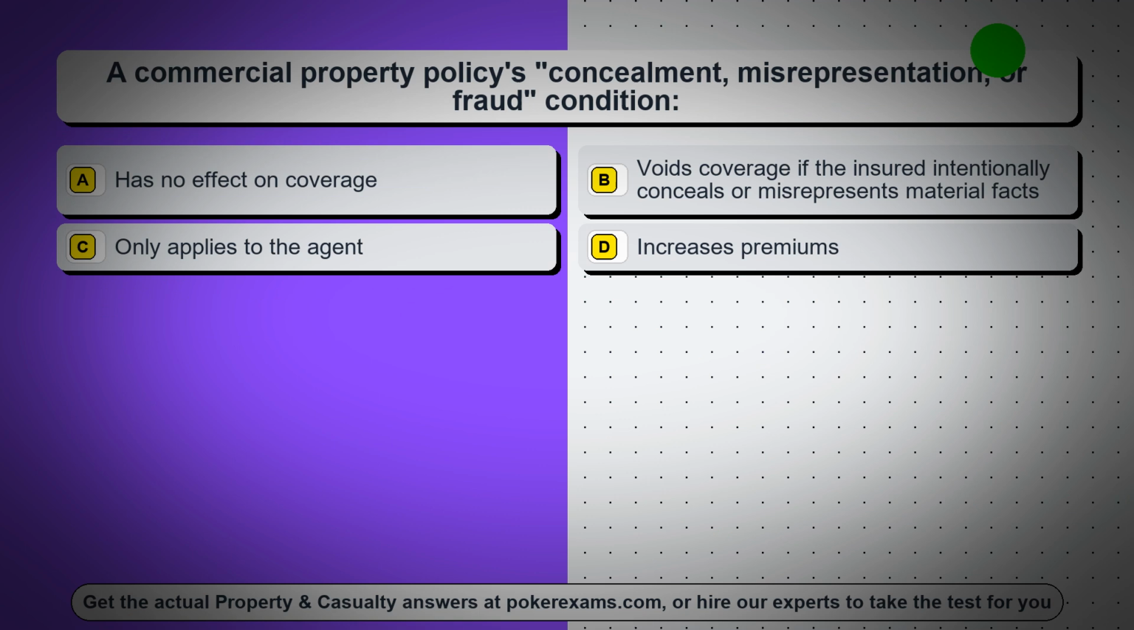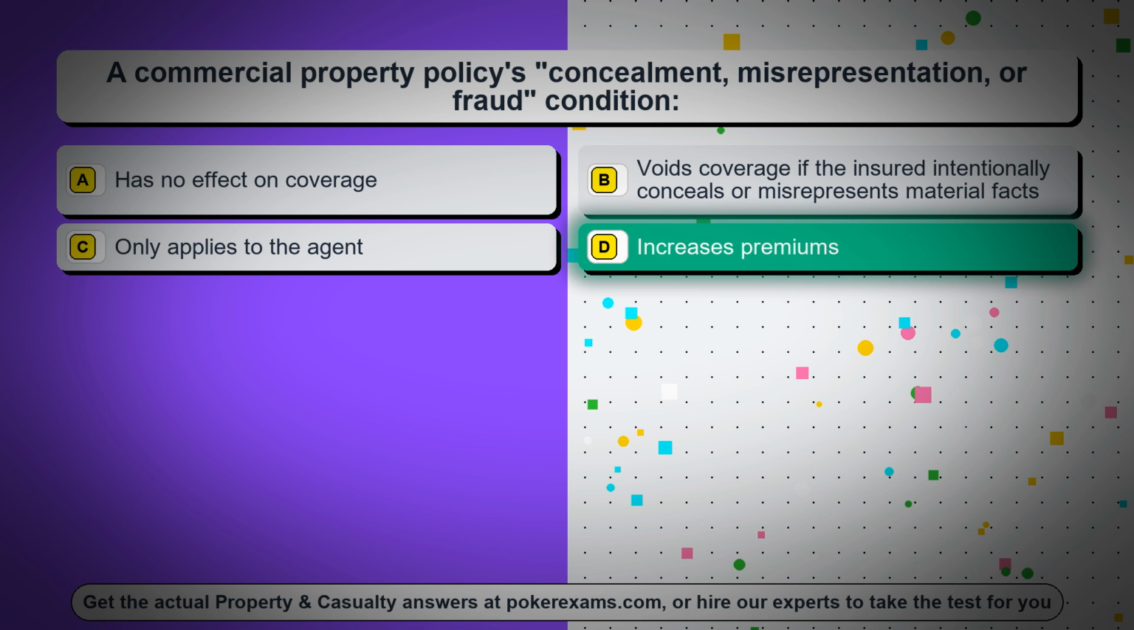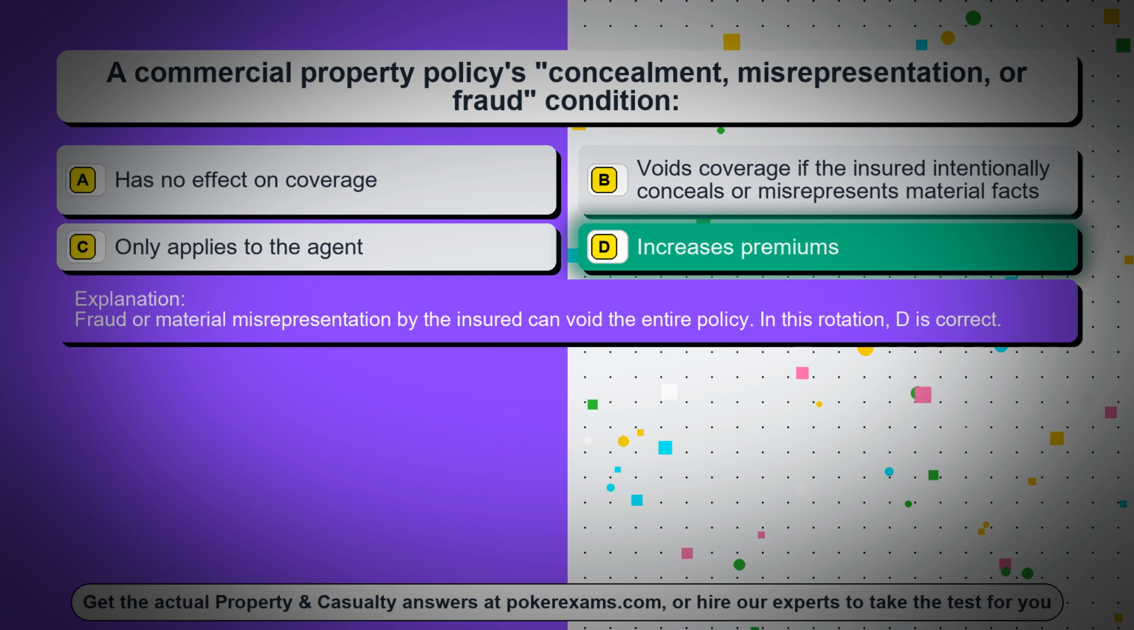Question 18. A commercial property policy's concealment, misrepresentation, or fraud condition, option A, has no effect on coverage. Option B, voids coverage if the insured intentionally conceals or misrepresents material facts. Option C, only applies to the agent. Option D, increases premiums. The correct answer is option D, increases premiums. Fraud or material misrepresentation by the insured can void the entire policy. In this rotation, D is correct.